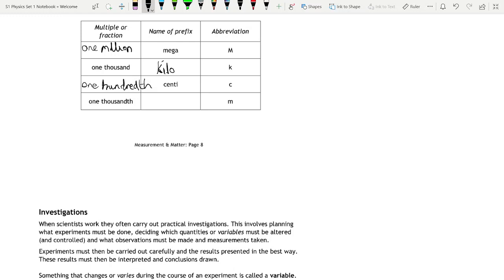And 1,000th is, yeah, milli. Millimeter. And just remember, again, that's a lowercase m, that's a capital M. So 1 million is a capital M, mega. 1,000th, that's 1,000 times smaller, is milli, lowercase m. Okay, so I might be testing you on these at some point. So it's really important to know all these, okay?